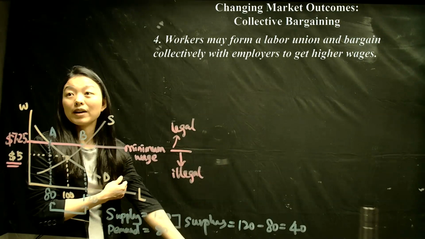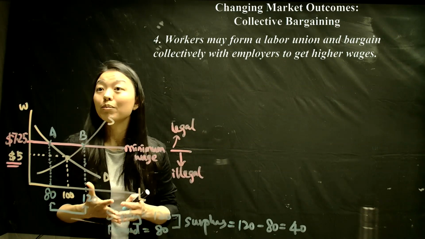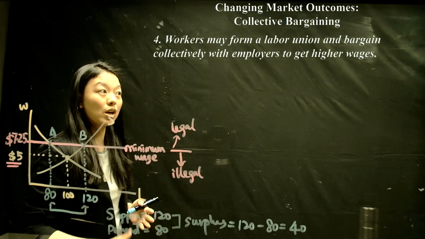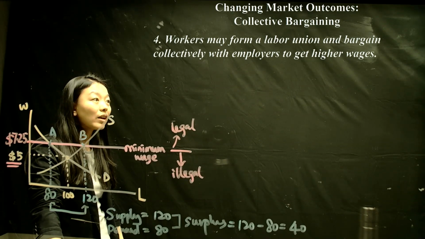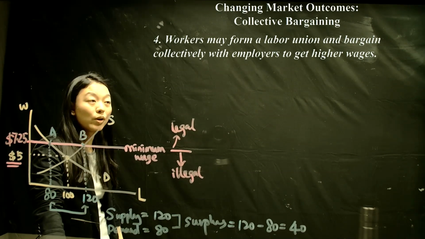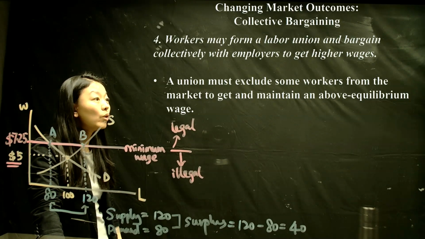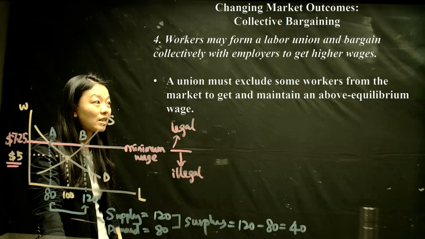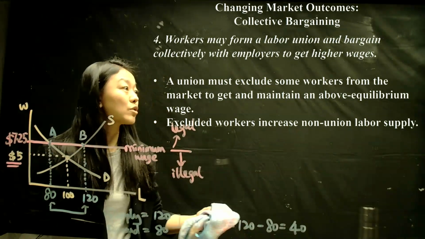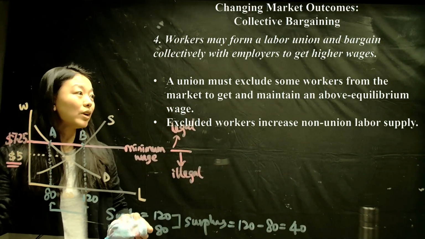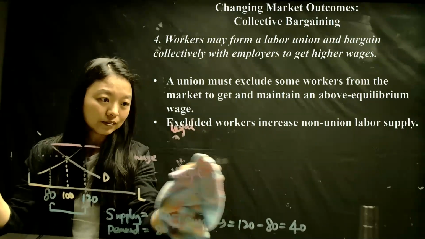Now the last part we would like to talk about is unions. As I just mentioned, a union has very strong negotiation power. Workers might form a labor union and bargain collectively with employers to get higher wages or better benefits. So a union must exclude some workers from the market to get and maintain above-equilibrium wages. And excluding workers will increase the non-union labor supply. Let me show how this will affect the labor market.